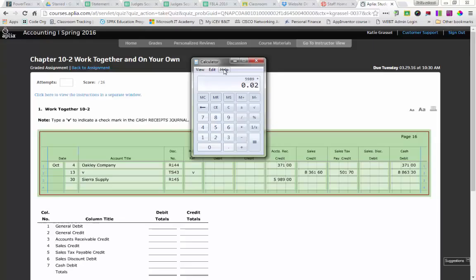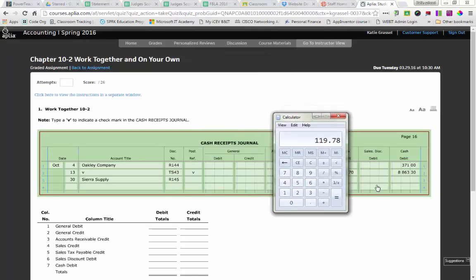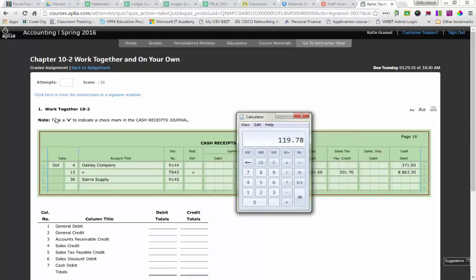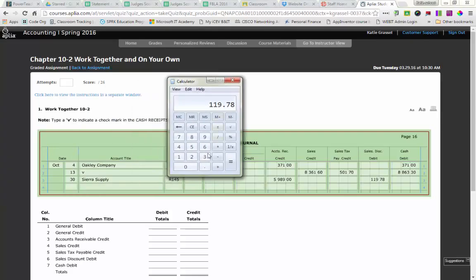So in my calculator, I would put $5,989, and then I'm going to multiply that by 2%, because in my transaction, it says they got a 2% discount. So the amount of the discount that's going to go into sales discount debit is going to be $119.78. Again, that will go into sales discount as a debit.